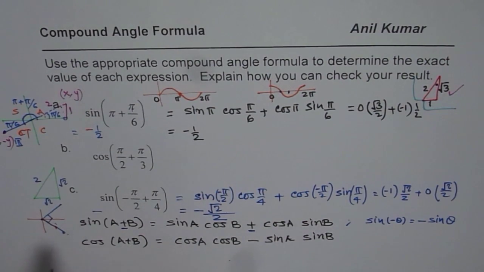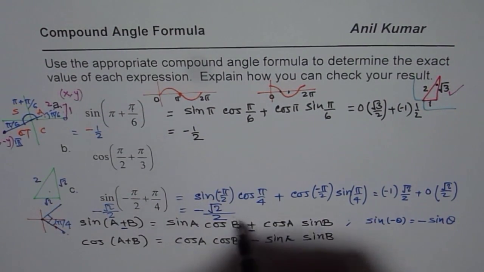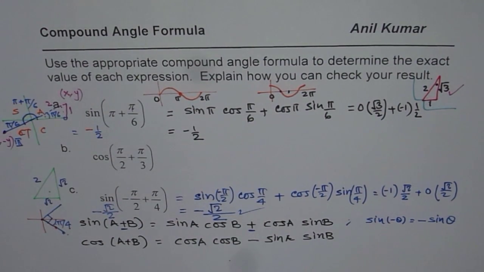So you get negative, and the acute angle is pi by 4. So we'll use this triangle. Square root 2 over 2 is the value expected, right? So you get the same answer. Do you get the point? So that is how you can actually do it.